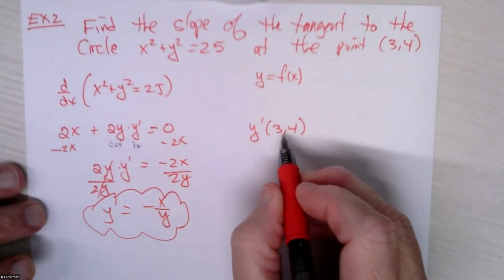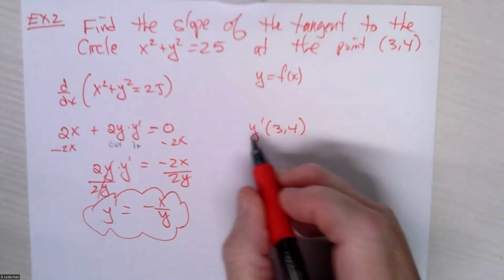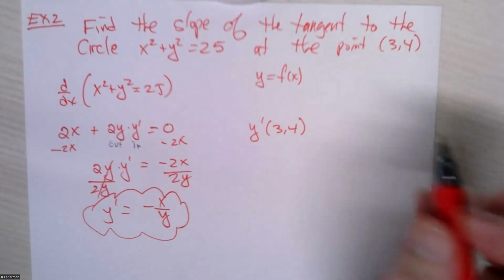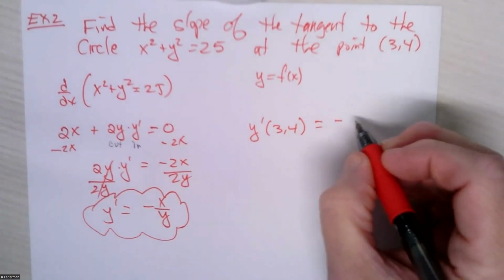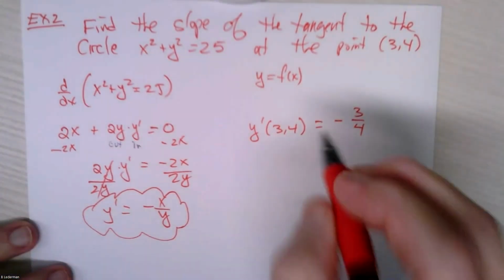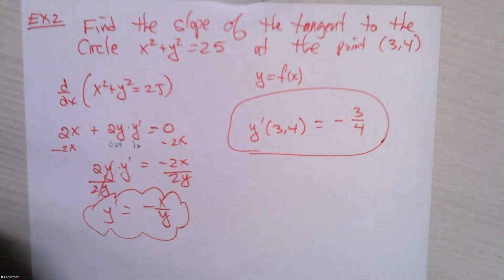It's sort of a funny kind of function notation. I'm writing y prime of 3 comma 4 instead of writing y prime of 3. And that equals negative 3/4. And pow, that's my answer right there. And that was so super simple.